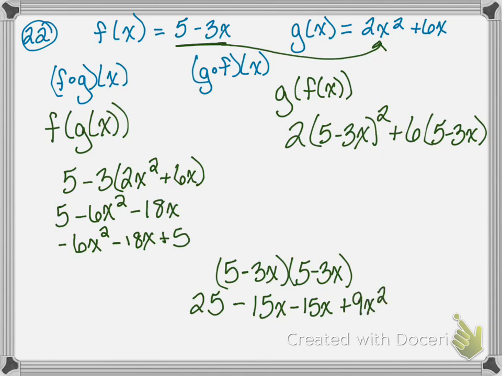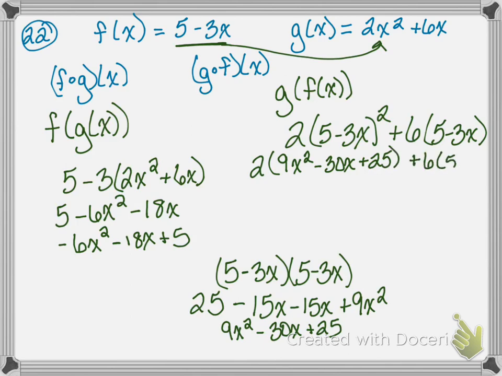Now I'm going to rewrite this in descending order. So I have 9x squared, then I have minus 30x plus 25. So I just reordered that while I was combining like terms. Now I plug that back in for my 5 minus 3x squared. So I have 2 times 9x squared minus 30x plus 25.